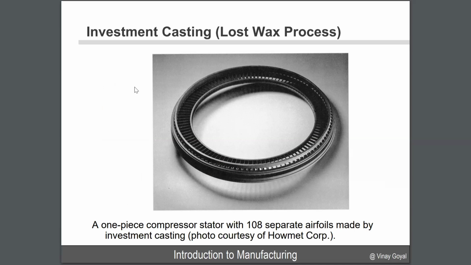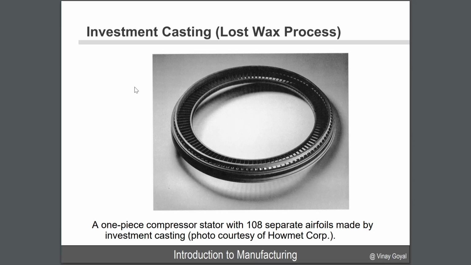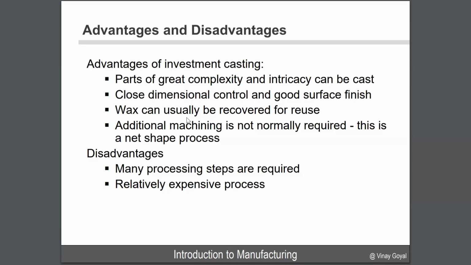So I really encourage you to look at this approach to make very complex parts very successfully, but it has advantages and disadvantages. The disadvantage is that it is costly, very expensive. And the other thing is there's a lot of steps that are required to make that happen. Now, the advantage is you can make a lot of complex parts, like I said, with a lot of intricate features and great dimensional control. That's why you can make something like that with airfoils that are that small. Wax can also be recovered and you can reuse that.